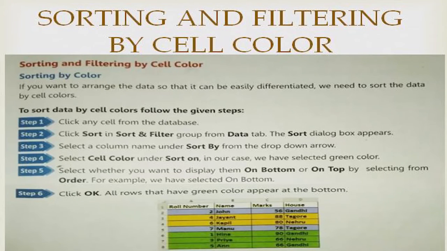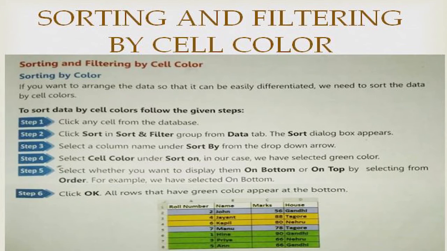Click any cell from your database, click the Sort and Filter group from the Data tab. The Sort dialog box appears. Select a column name under Sort by from the drop-down arrow. Select cell color under Sort On. In case we have selected green color, select whether you want to display it at the bottom or on top by selecting from the Order. For example, we have selected bottom, so all green color should come at the bottom. So you can see the picture here, all the green color is down, and click OK, all rows with green appear at the bottom.